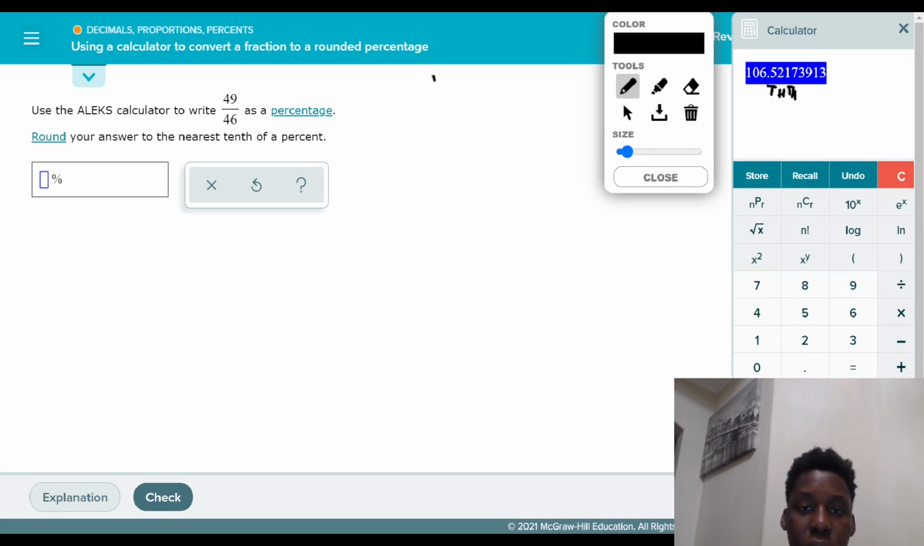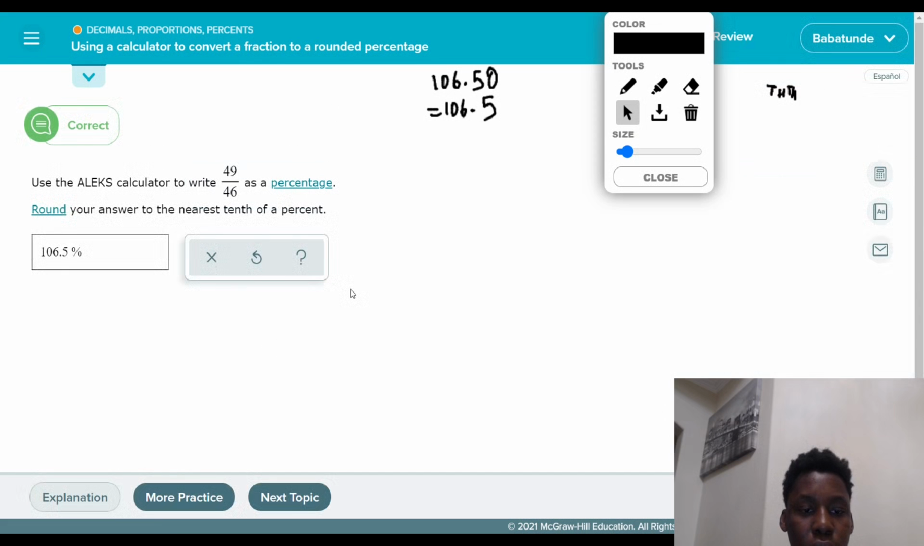So that means 106.5, and then every other digit is replaced with 0. So this is 106.50, which is the same thing as 106.5. Let's check that out. 106.5%.